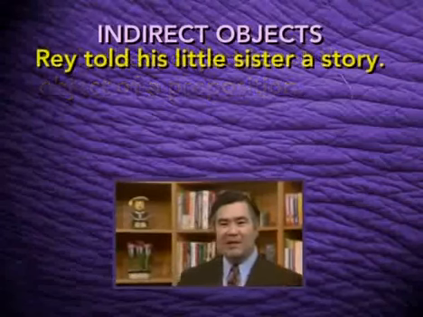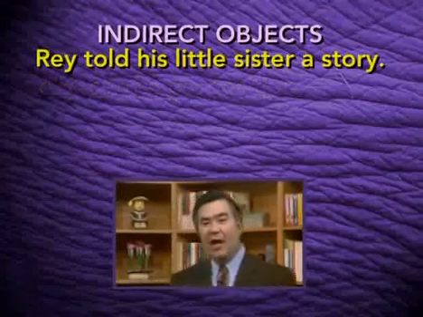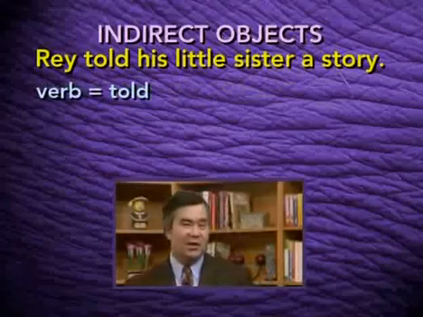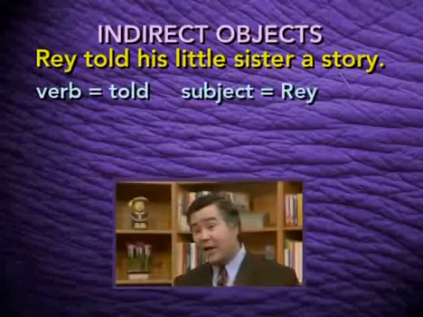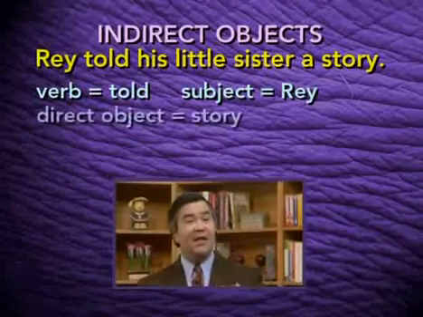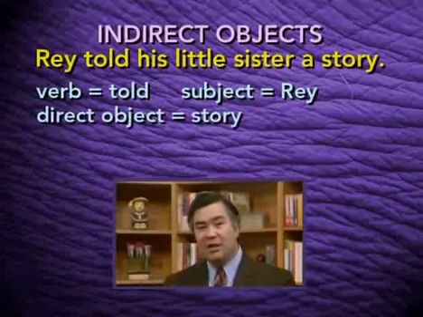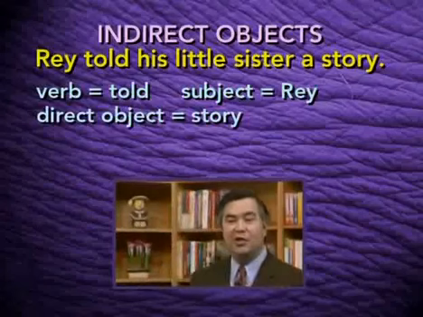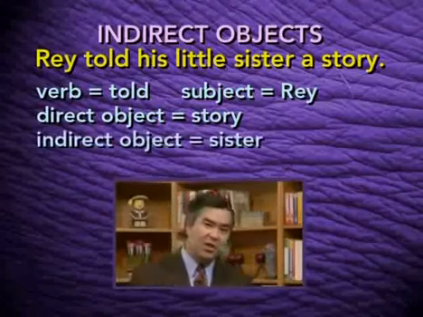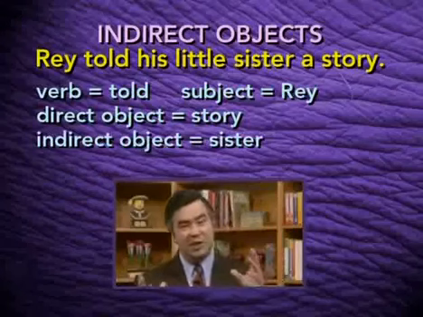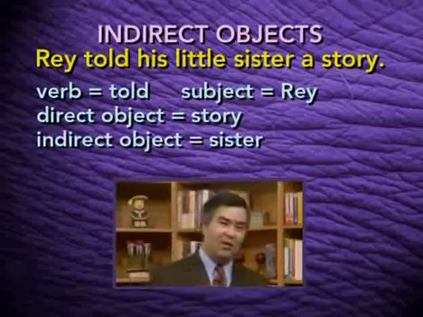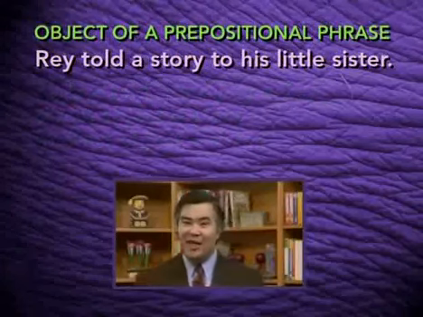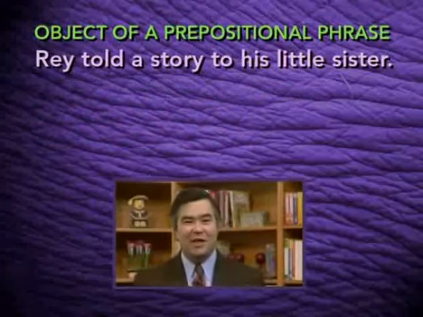Let me illustrate what I mean. Look at this sentence. Ray told his little sister a story. The verb is told, the subject is Ray. The direct object, that is, what did Ray tell, is story. That's what Ray told. Now, to whom did he tell the story? Answer, sister. His little sister, more specifically. So sister is the indirect object, and it's placed just where it is supposed to be, between the verb and the direct object. Now here's another sentence that says the same thing, but doesn't contain an indirect object.